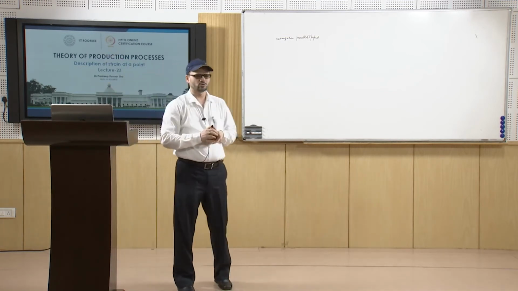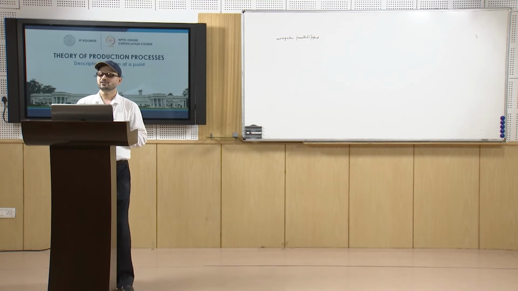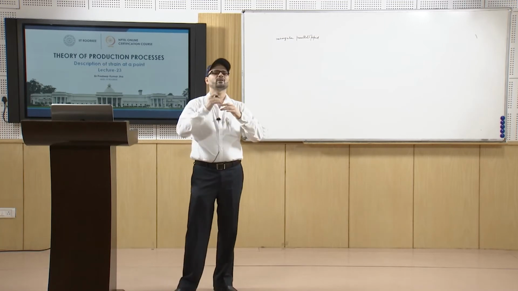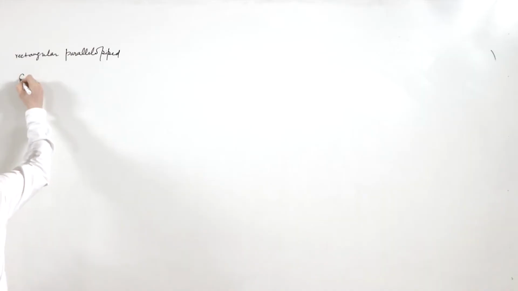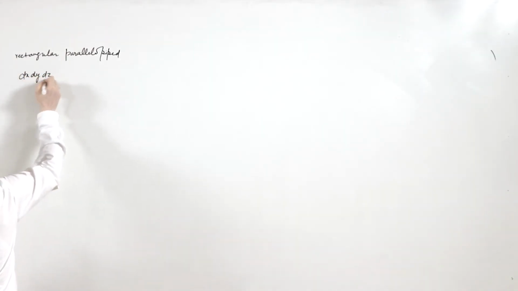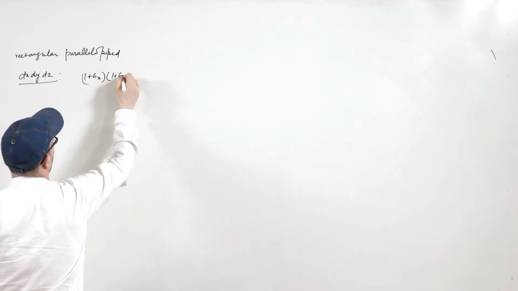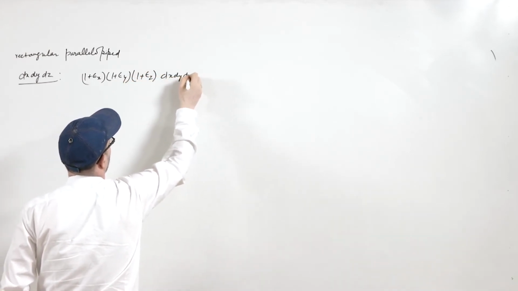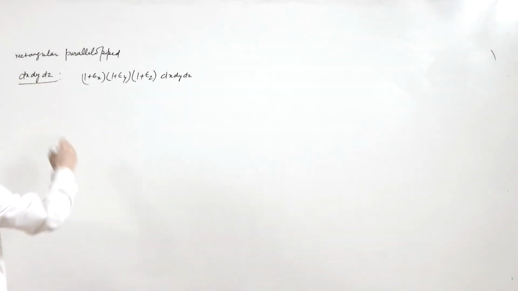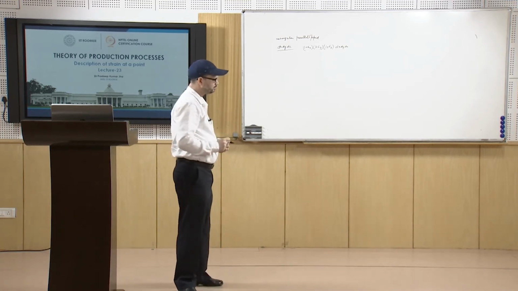Suppose it is strained, so the dx side becomes (1 plus epsilon x) into dx. Similarly the dy side becomes (1 plus epsilon y) into dy, and so on. So the volume now comes as (1 plus epsilon x)(1 plus epsilon y)(1 plus epsilon z) into dx dy dz. So this was the initial volume and this is the final volume because of the strain.